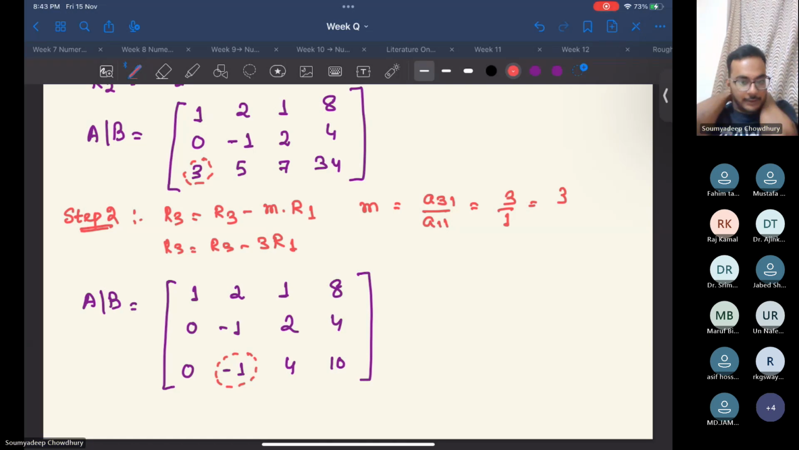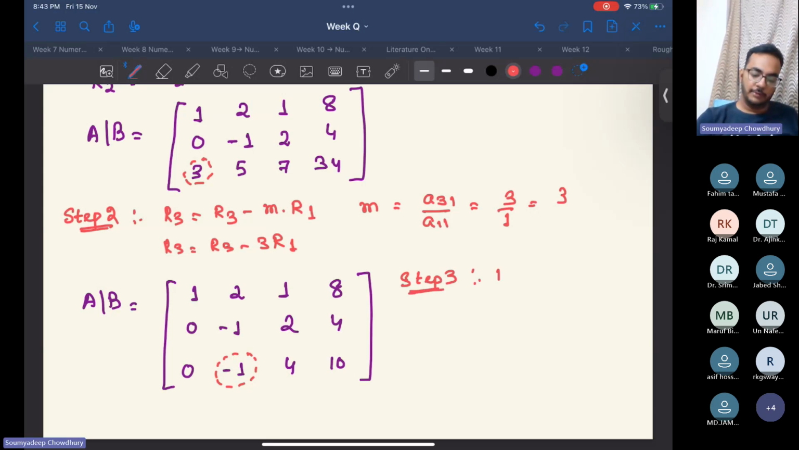Is it clear? The two steps are done. You tell me what will be the next step. I'm writing here. Tell me what will be R3 here. Yes, Javed, can you tell? Sir, R3 minus R4. Where is R4 here? R4 means the fourth row. Is there any fourth row here? Sorry, R3 minus R2. Yes. So R3 is basically R3 minus R2, right? Yes, sir. So then this element will be 0.